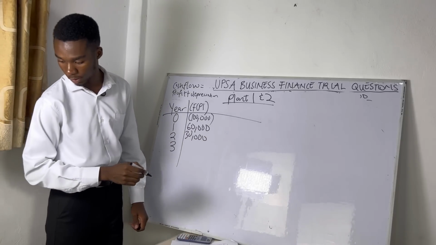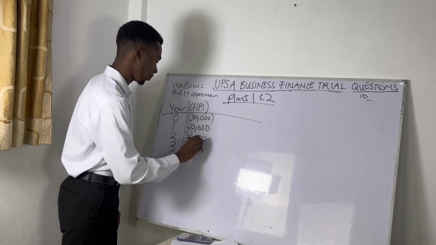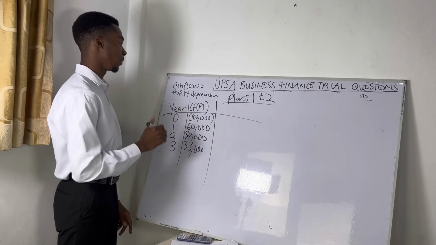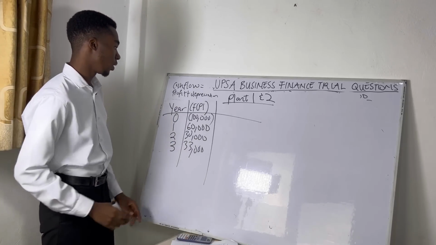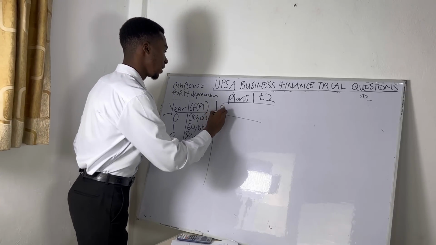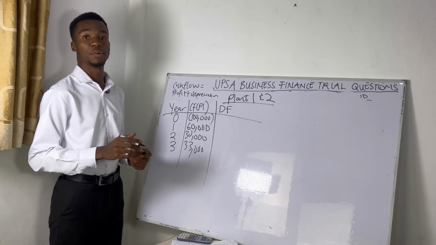Then year 3, we got 33,000 cedis. So now we've got the cash flows, but these are future values. Do you get it? So now we want to see the present values of all of them. So we find the discount factor. And the discount factor is from the present value formula.